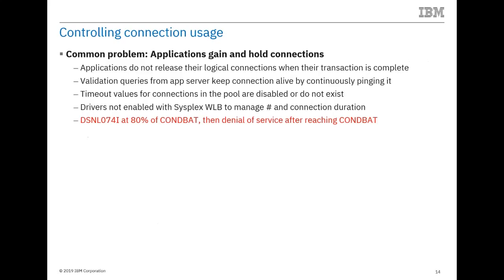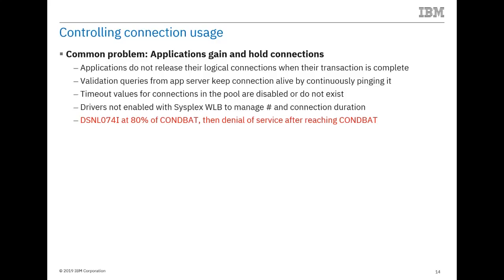Okay, let's talk about some common problems that customers run into. So controlling connection usage. A common problem is applications gain and hold connections inevitably. There's a litany of reasons why this might happen. They don't release their logical connections in the application. They're not using pooling appropriately. A big one we see recently is that there's validation queries coming from the app server. So these are open source app servers that are used to very inconsistent or unavailable Db2 databases, so that they'll go out and ping the database every couple seconds to make sure it's still alive. That's a good one for keeping connections around. There's no timeout value set for the connection pool.